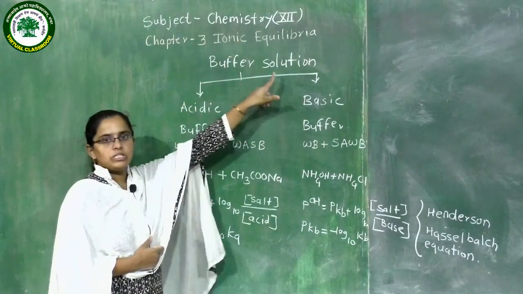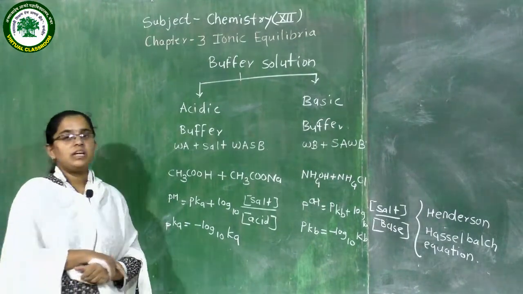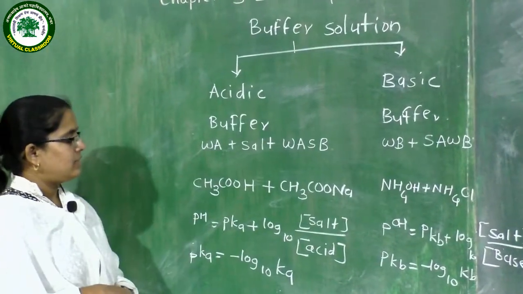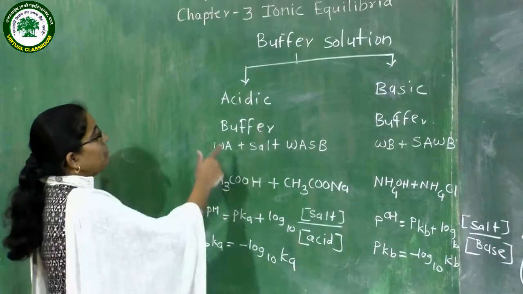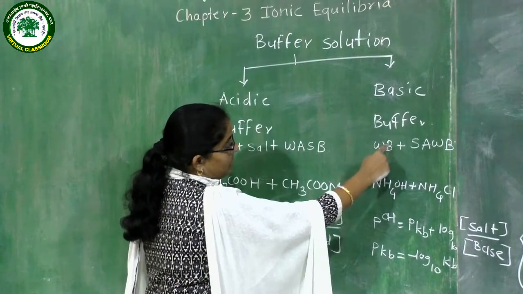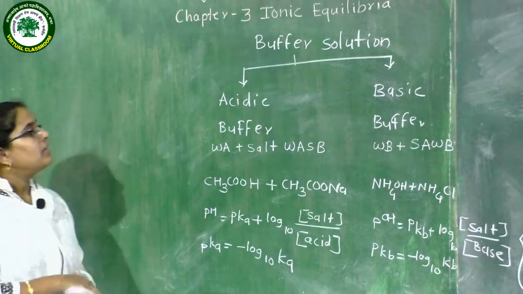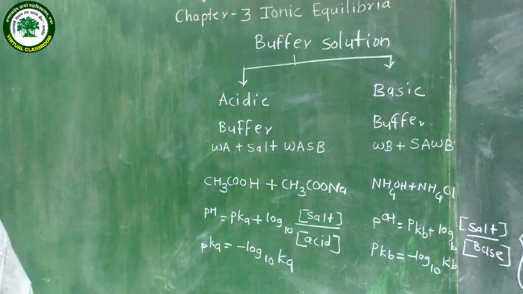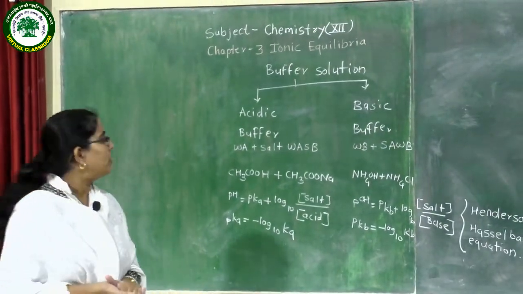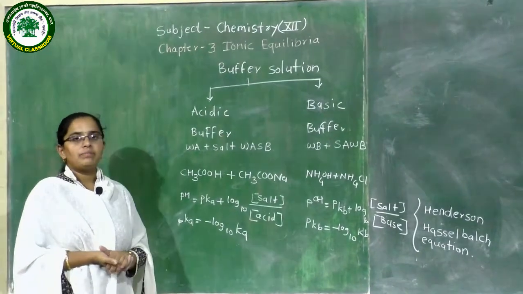Next point is buffer solution. What are buffer solutions? Buffer solutions are solutions which contain a weak acid plus a salt of weak acid and strong base, or a weak base plus a salt of weak base and strong acid. Now what is a buffer solution? It is defined as a solution which resists drastic changes in pH upon the addition of a small amount of strong acid, strong base, or sometimes water.